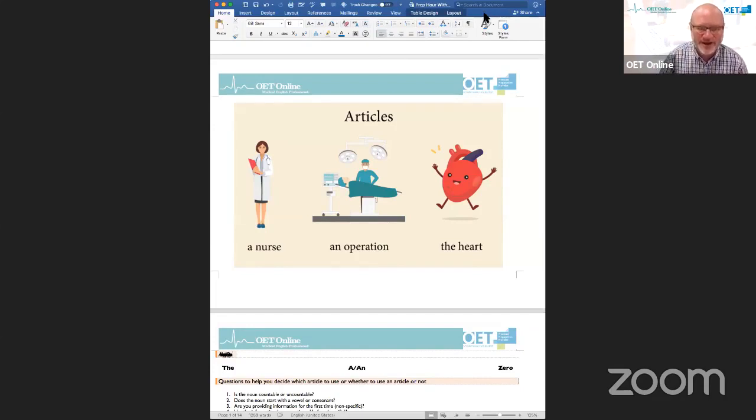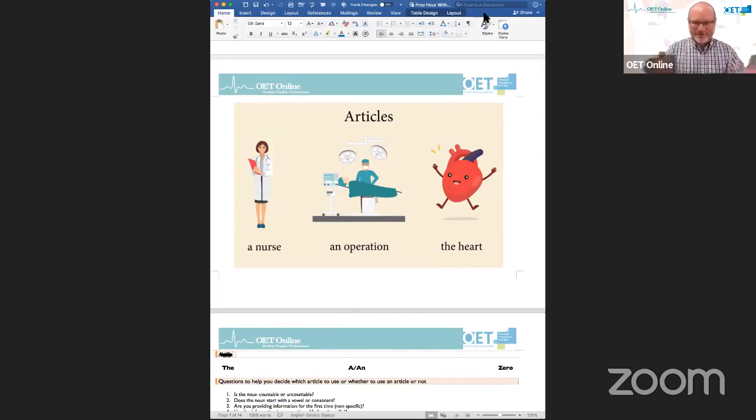So the focus today is articles, one of the most difficult areas of writing because there are so many rules and many things to be aware of. Yet correct article use is very important, because if we make errors with our article use, then it can impact on the communication we're trying to make. So a good understanding will really help you write at a higher standard.